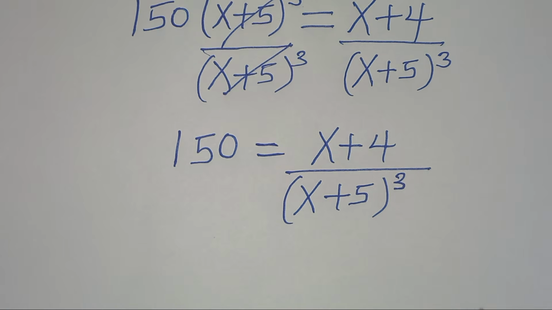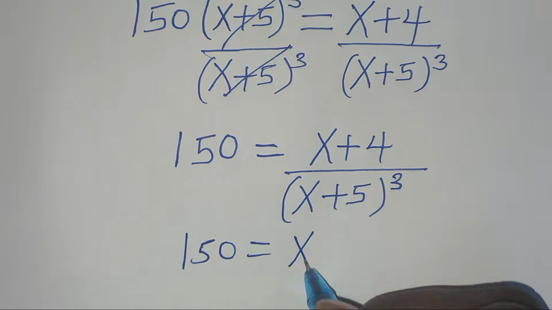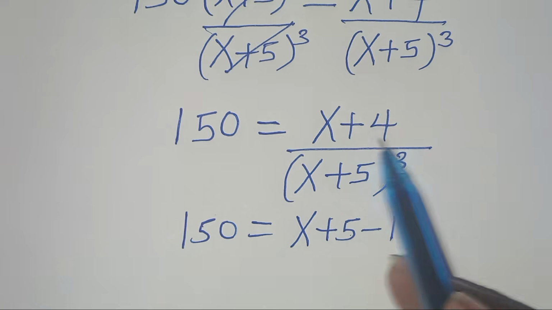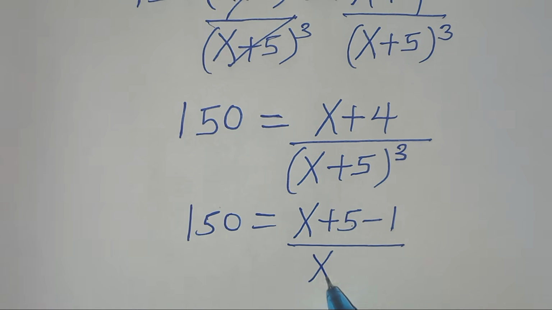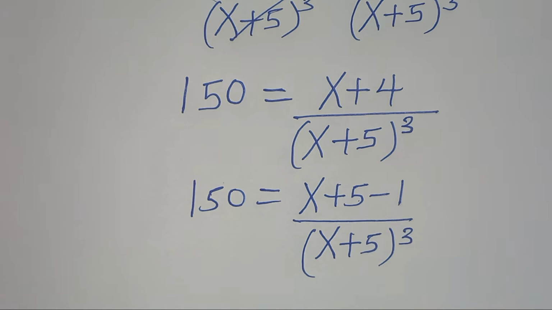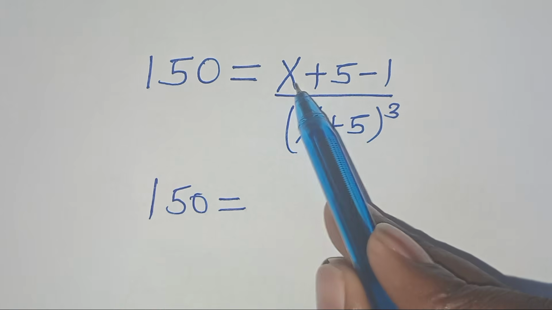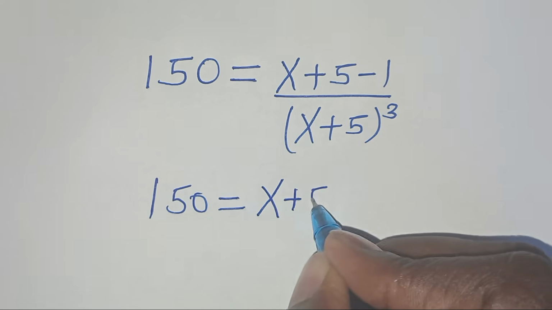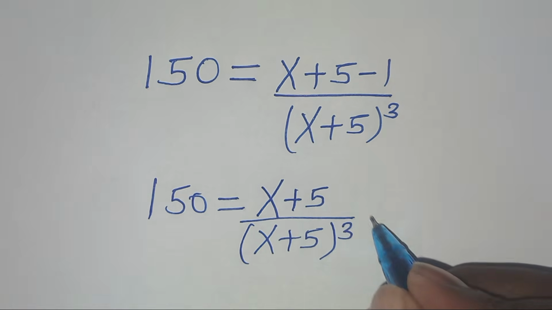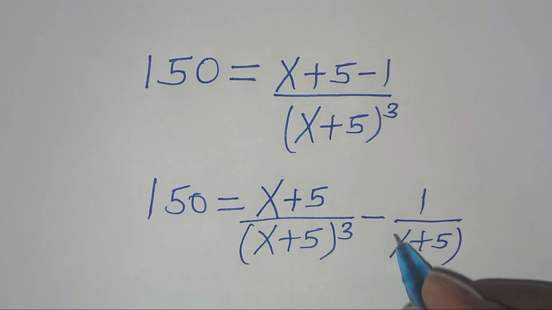Now the next step is that we can express x plus 4. This is the same thing as x plus 5 subtract 1, since 5 minus 1 is the same thing as 4, divided by x plus 5 raised to the power of 3. Now this implies we have 150 equal to, now we can separate this as x plus 5 divided by x plus 5 raised to the power of 3, then subtract 1 over x plus 5 raised to the power of 3.